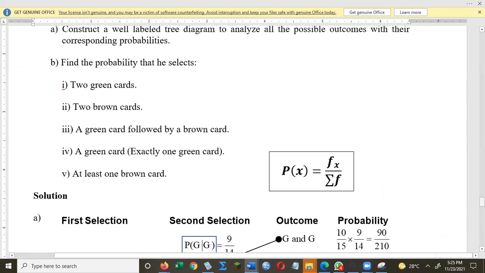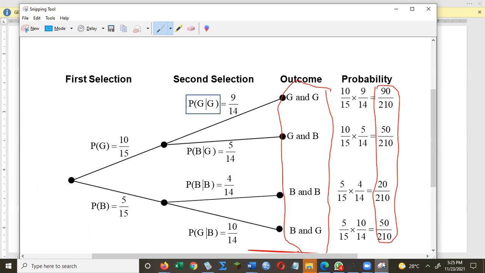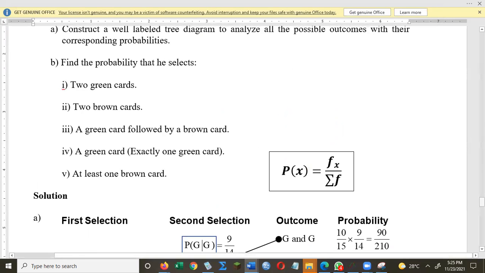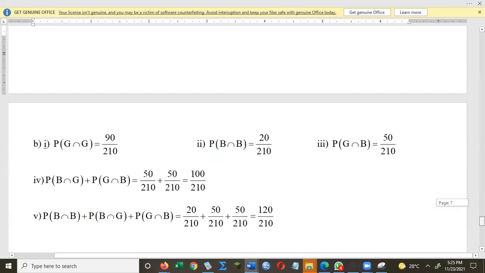What is the probability of 2 brown cards? Brown, then brown. Brown and brown. 20/210. Here it is, straightforward.